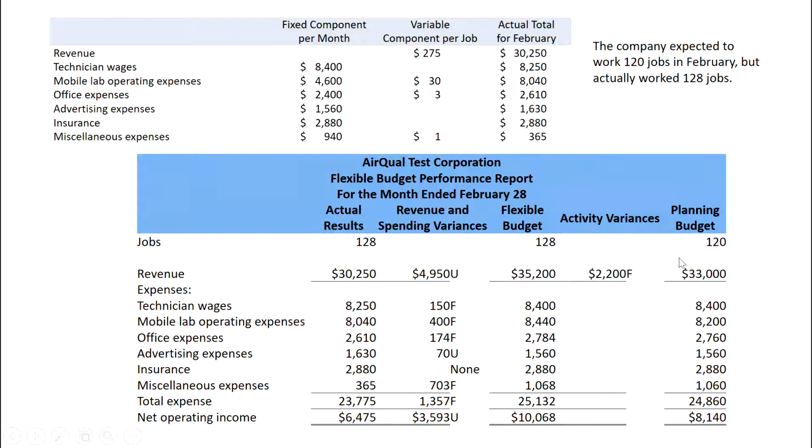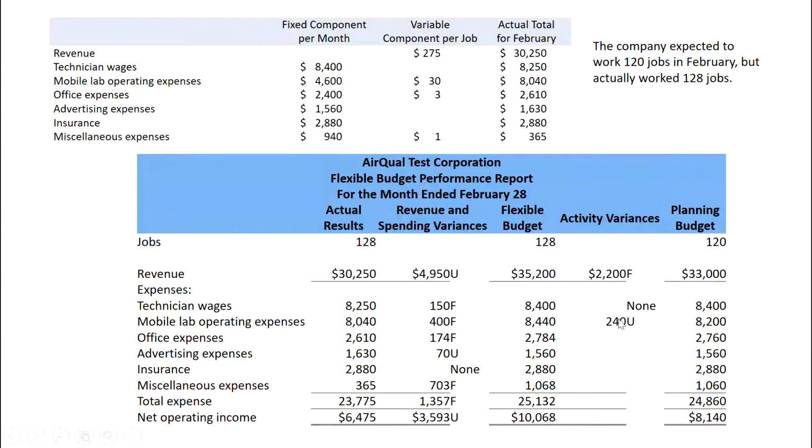So let's go ahead and start to work through this. Flexible budget revenue, 35,200, is greater than what we planned, 33,000. That's a good thing when we have more revenue than we originally planned, so it's going to be a $2,200 favorable variance. Let's start to go down here through our various expenses. Technician wages, because it's fixed and we don't have any difference, 8,400 and 8,400, there's no activity variance. We don't anticipate a fixed cost is going to change.